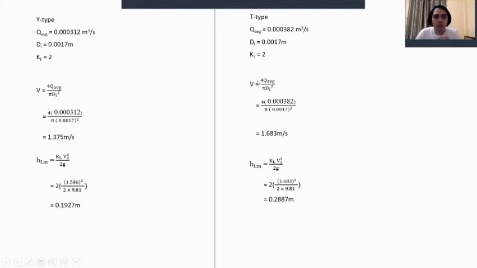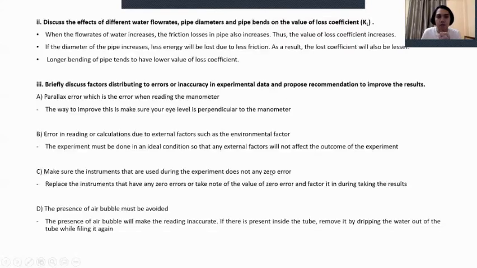Same with T-type also. Only the value of Q average of T-type is different, which is 0.00382 meter cube per second. So the velocity is 1.683 meter per second, and the HLM is 0.2887 meter.